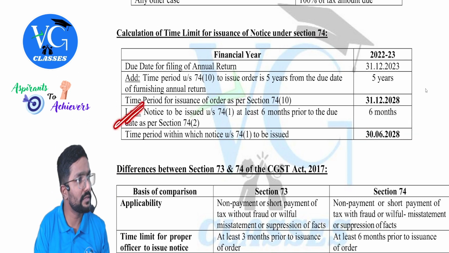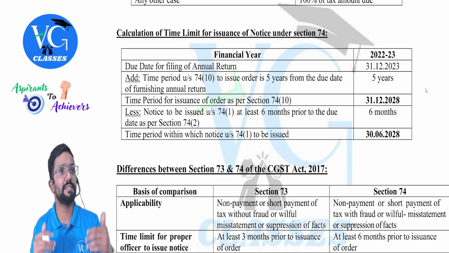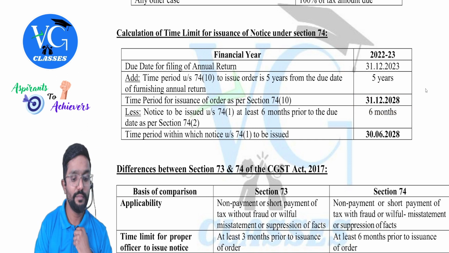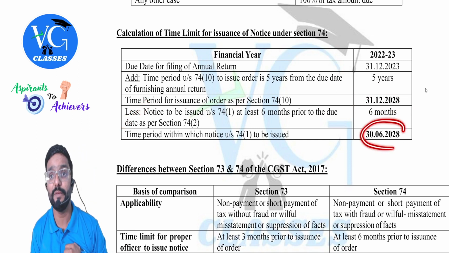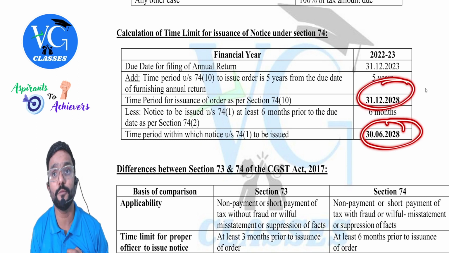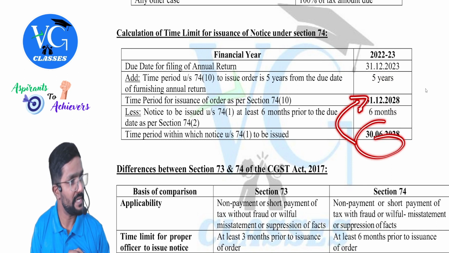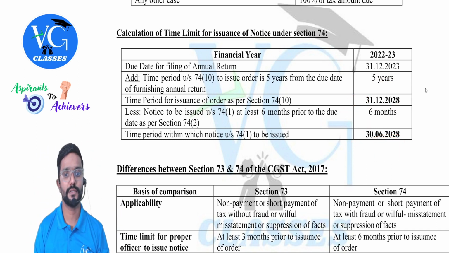I have clearly given less because later you will ask, sir, 31st December 2028 plus 6 months, it should be 30th June 2029. No, sir. Please be careful. It is less. We need to go backward. Clear? This is the time limit to issue notice. This is the time limit to pass order. The notice date belongs on what? The order date. Clear? Yes. Hope you understood. Clear? Yes.